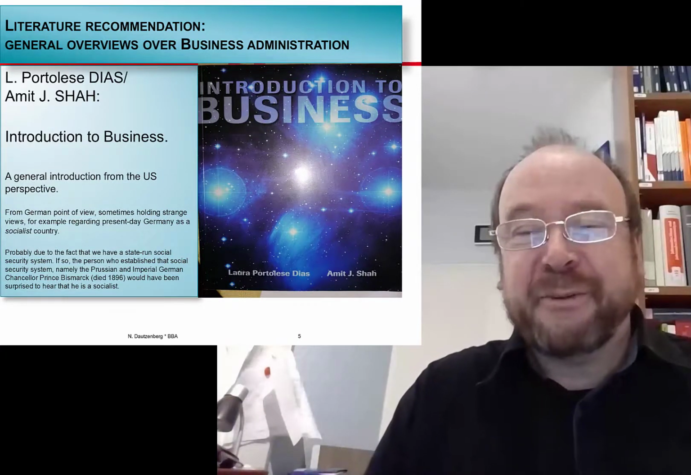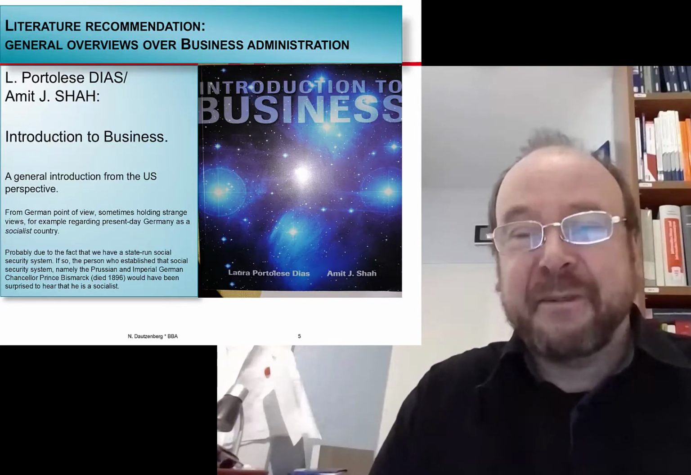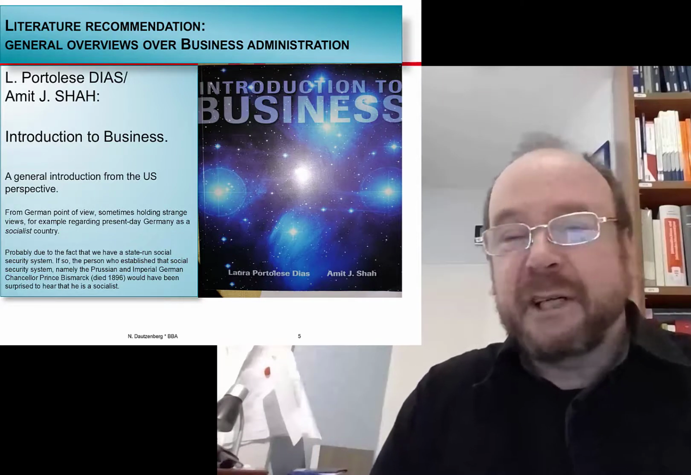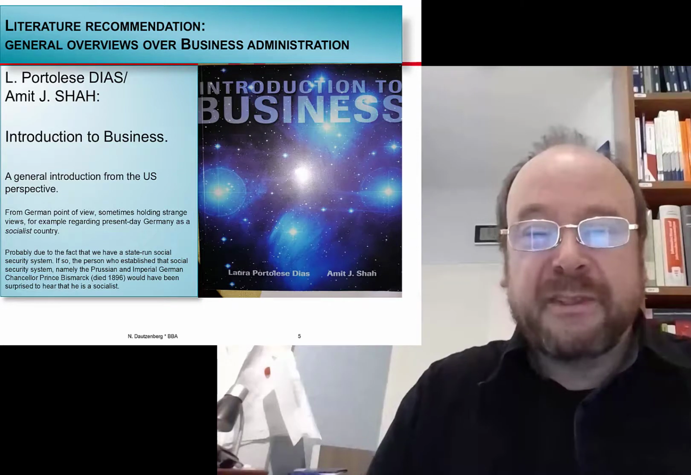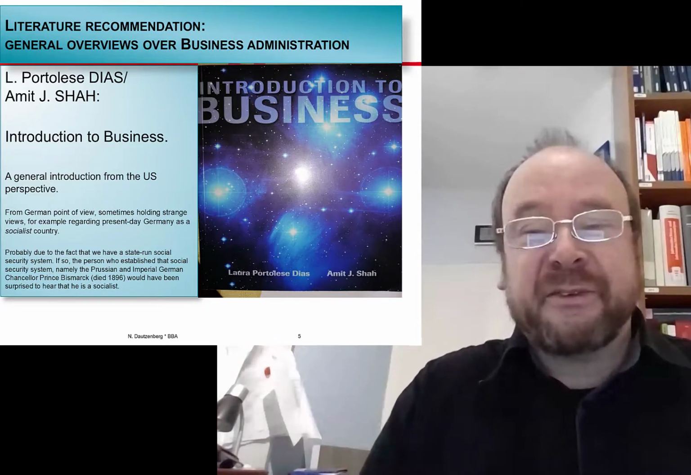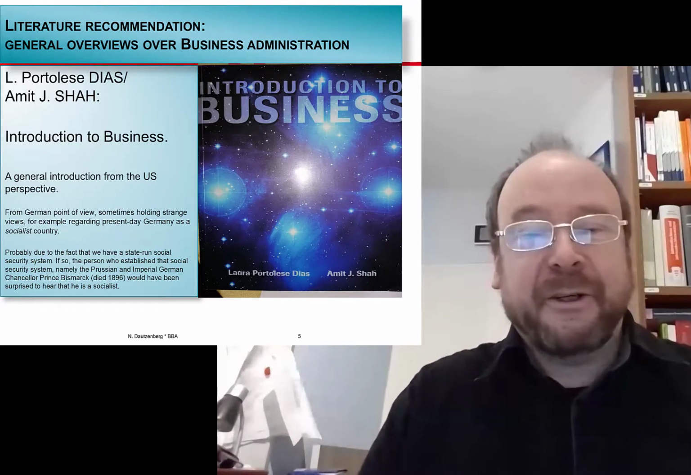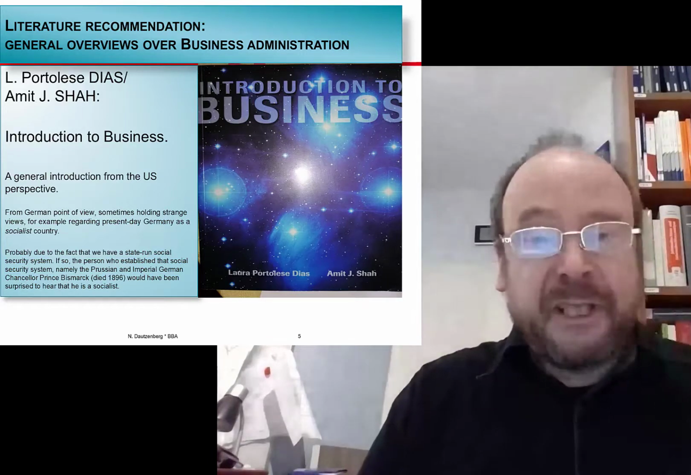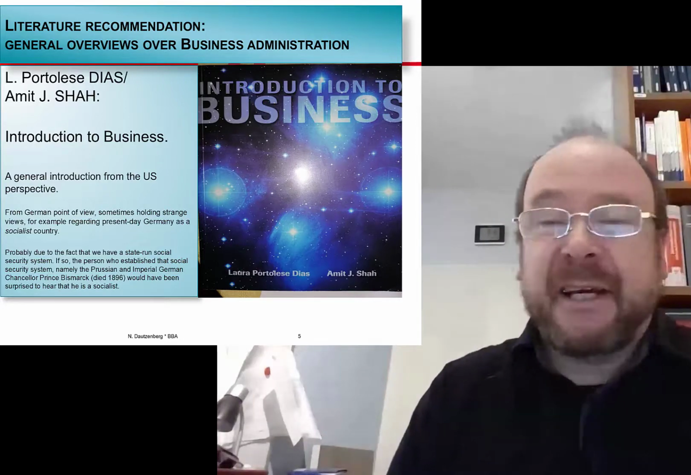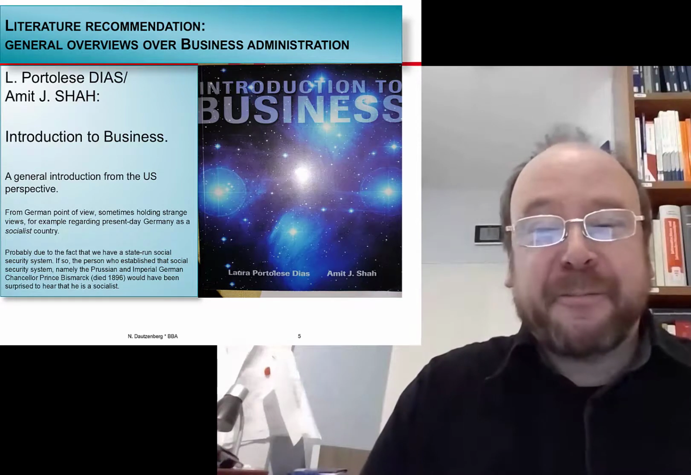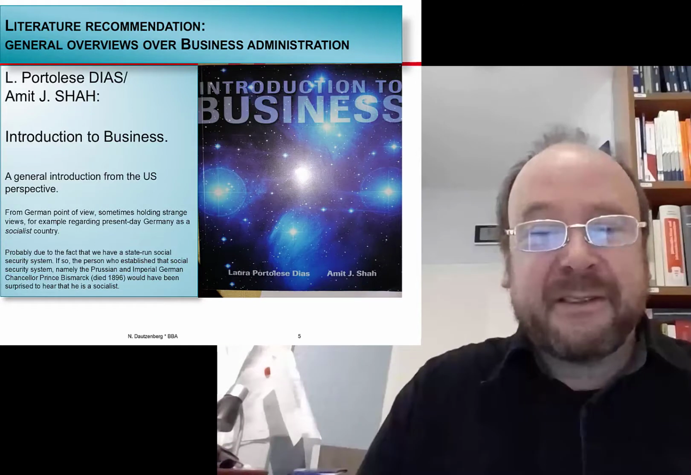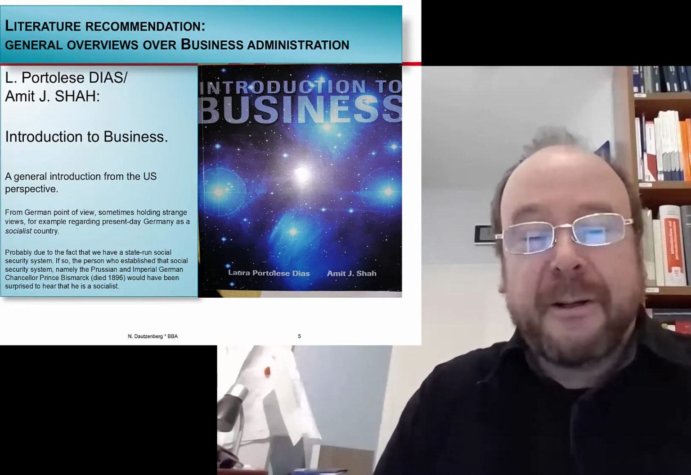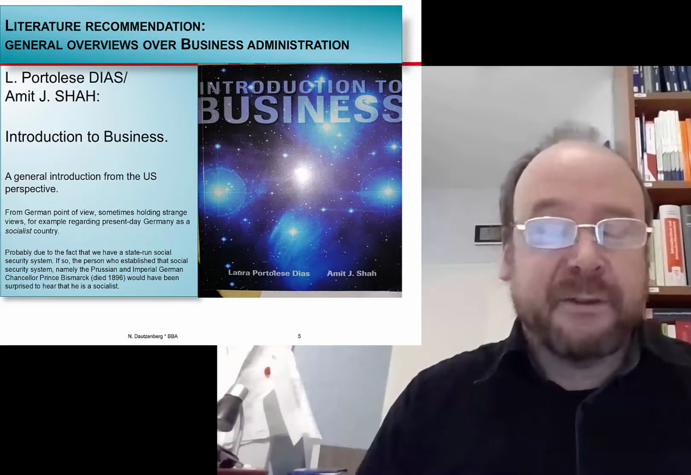Here, the first English book which I ever came across, just arbitrarily chosen at the time by typing in business administration or so in Amazon, I believe, I came across Diaz and Shah, evidently a US-based book, a general introduction into business affairs, nice to read with some strange traits nevertheless. For example, here I learned from that US book that Germany is seen there as a socialist country, probably because we have a state-run social security system, and that seems to make us a socialist country. That would probably surprise the person who introduced that system in the 19th century, the German, Prussian, and Imperial Chancellor Prince Bismarck. He would have been strongly surprised that this turns him into a socialist, but one never knows.